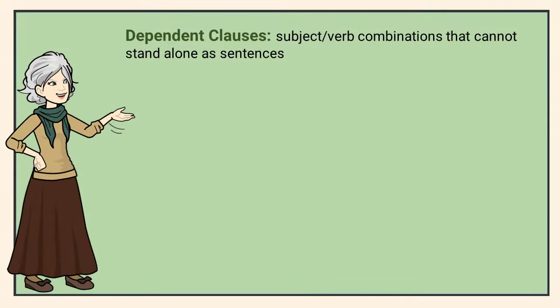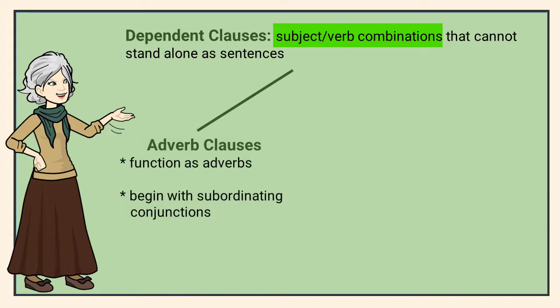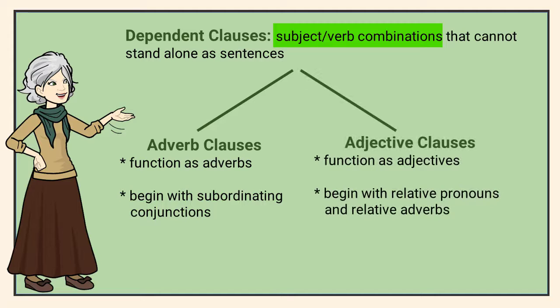We'll conclude this topic with a quick review of the two types of dependent clauses you now know. All dependent clauses have a subject-verb combination. Adverb clauses function as adverbs, modifying verbs in another clause. They begin with subordinating conjunctions, and therefore sometimes they're called subordinate clauses. Adjective clauses function as adjectives, modifying the noun or pronoun in front of them. They begin with relative pronouns and relative adverbs, so they're also called relative clauses.